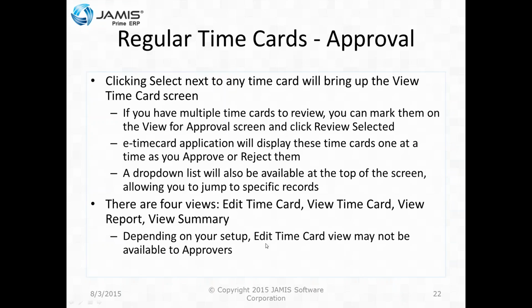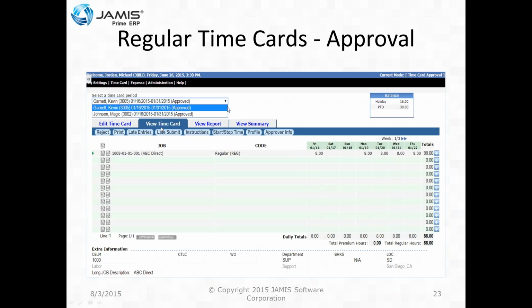There are 4 views, and actually I think you are not going to see one of the views. You're not going to see edit time cards because you've chosen in your database not to allow approvers to edit time cards, but you'll see view time card, view report, view summary. The view summary is what you've decided is the minimum that an approver has to do in order to approve a time card. So depending on your setup, the edit time card may not be available, and that's exactly what's going to happen with you. You will not see that. So what you'll see is view time card, view report, view summary, and you can jump back and forth and see exactly what you want.